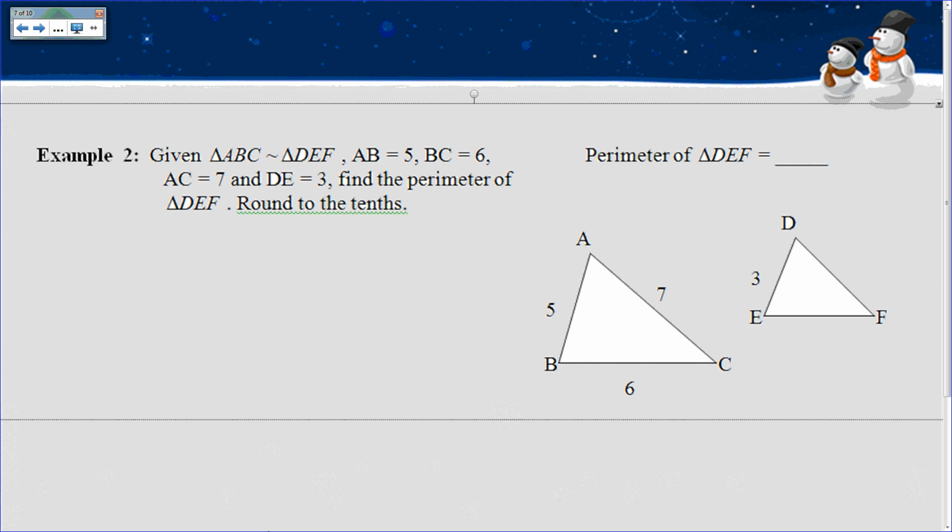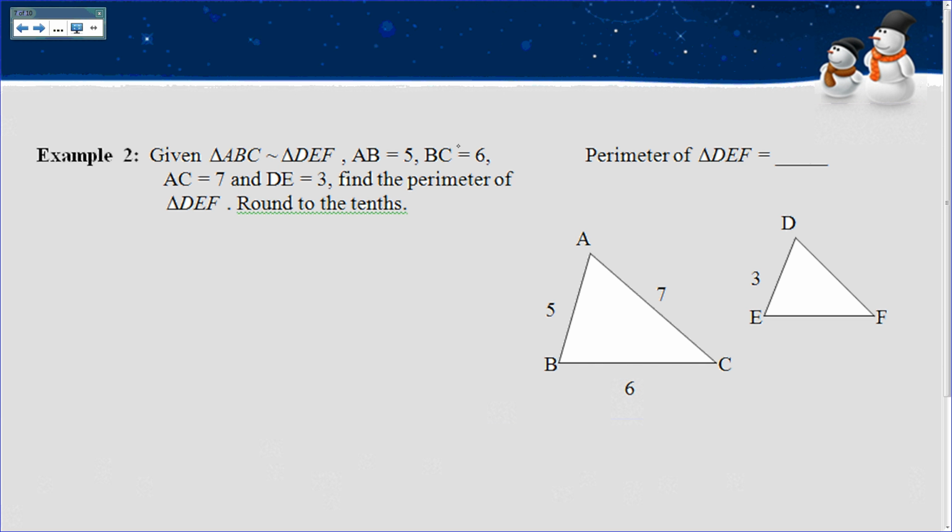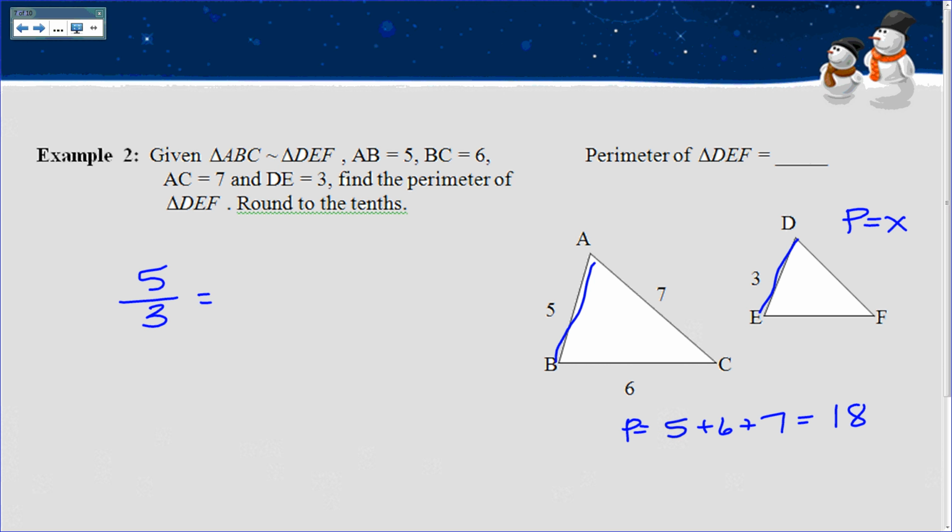Okay, this time they want me to find the perimeter of this one here. Okay, so AB is 5, BC is 6, AC is 7, DE is 3. Well, the perimeter of this one is x because I don't know. But the perimeter of this one is 5 plus 6 plus 7. So the perimeter of this one is 18. And since DE pairs with AB, then I'm going to say that 5 goes with 3, just like 18 goes with x.